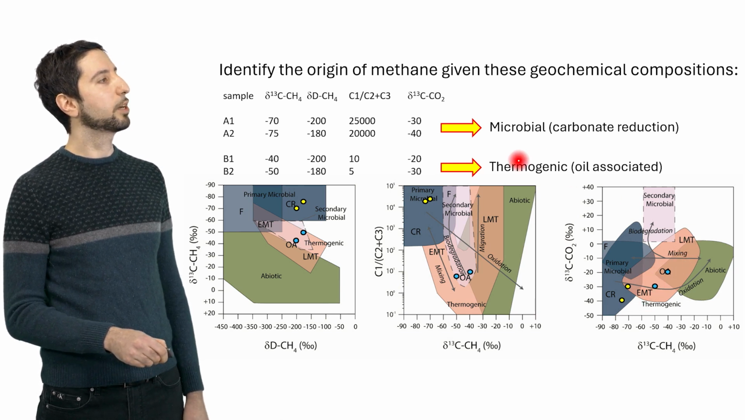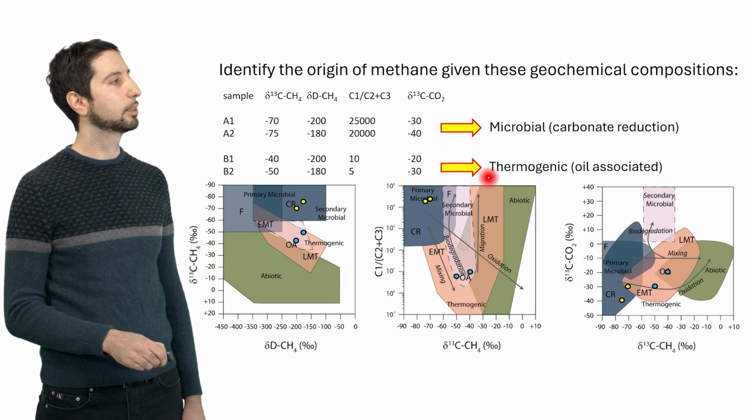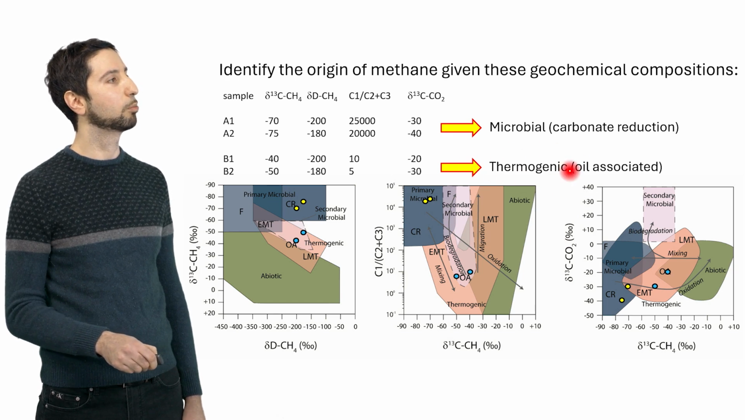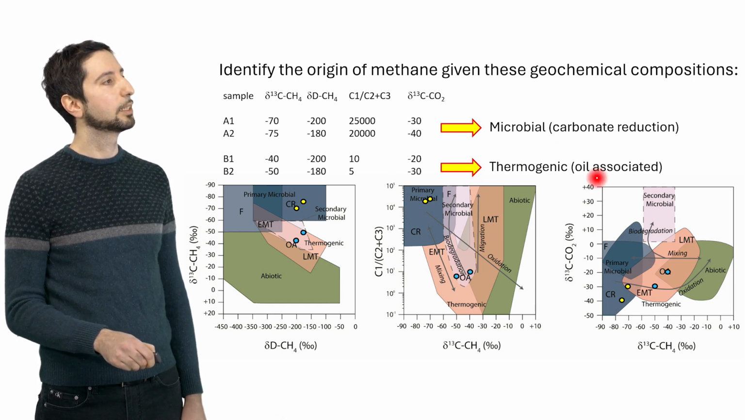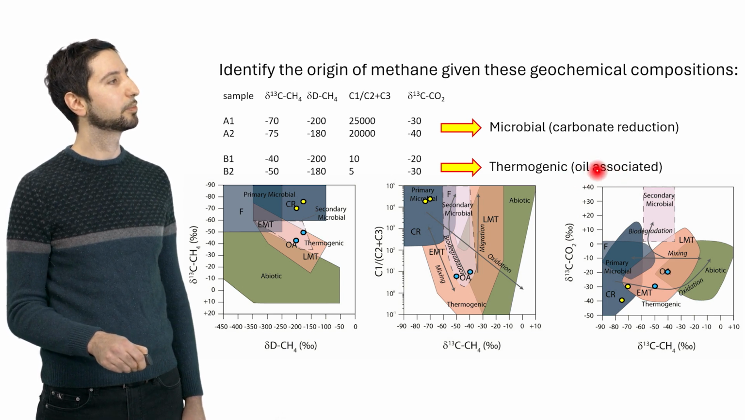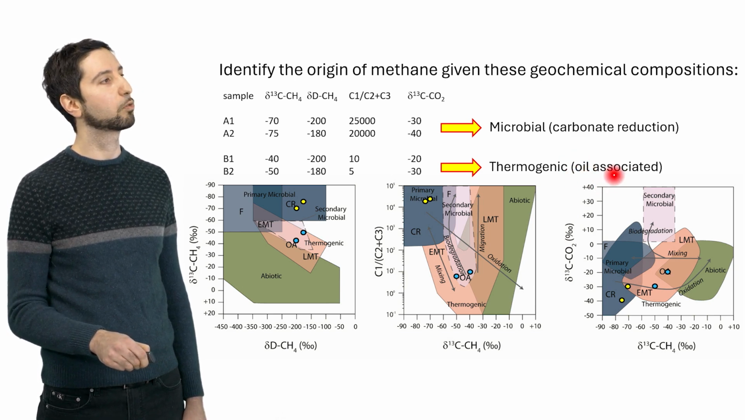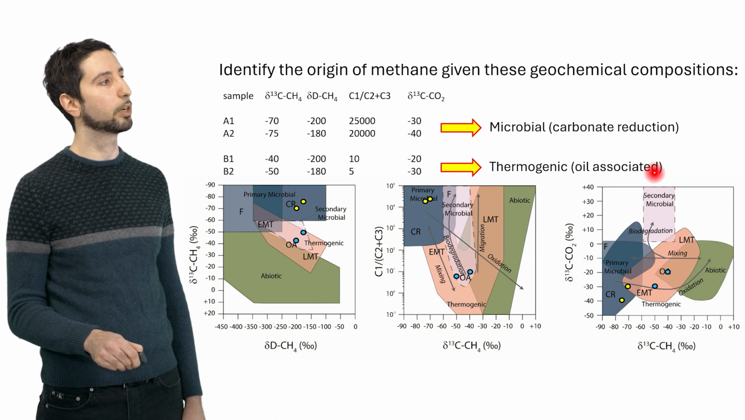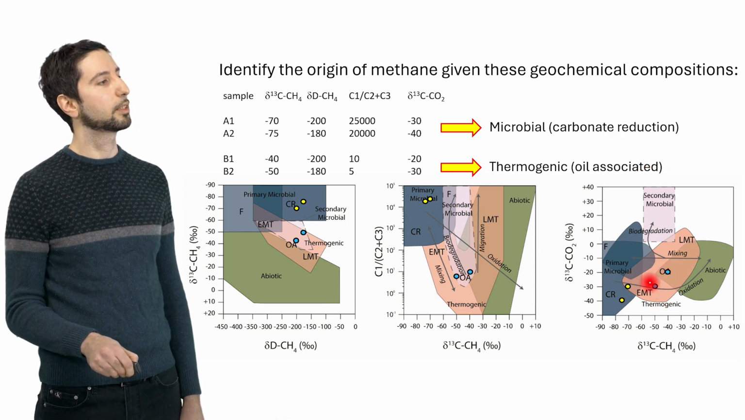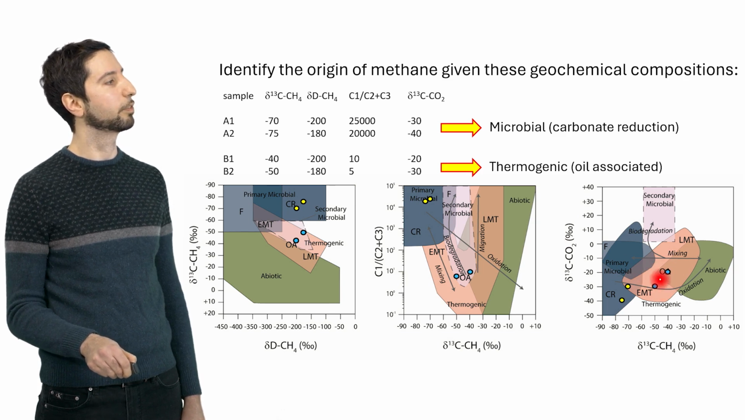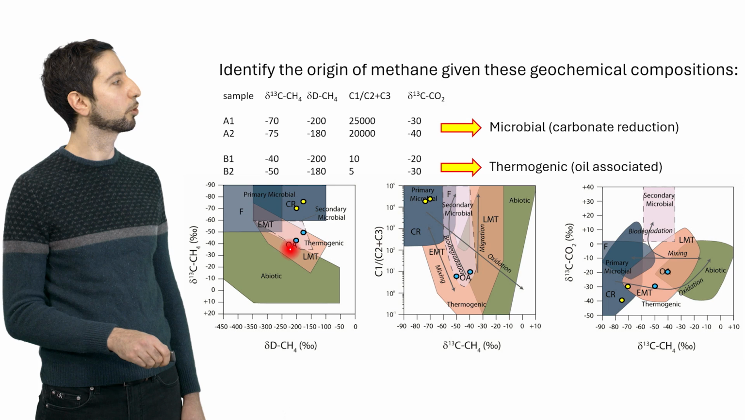So I would say we have a thermogenic methane and thermogenic gas, and I would say that it can be oil associated, so it comes from a reservoir that is also hosting oil, because we can see here that it overlaps in this OA, oil associated field, here, and also here.